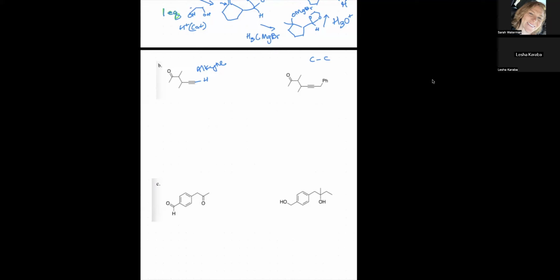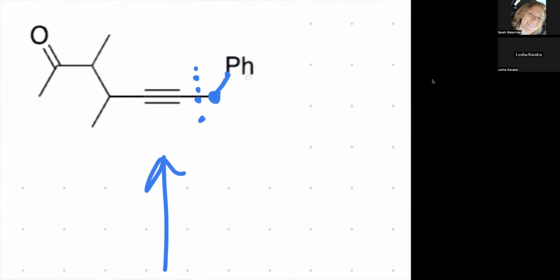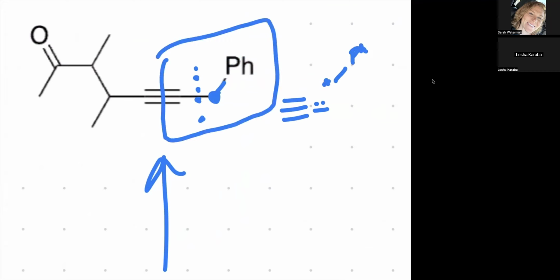But in this case, if we wanted to add something, we have one carbon here, our phenyl group here. So in order to do that, let's just look at this right here. What are our synthetic equivalents? We have to have this and this, right? Those are our synthetic equivalents to be able to make this reaction right here happen.